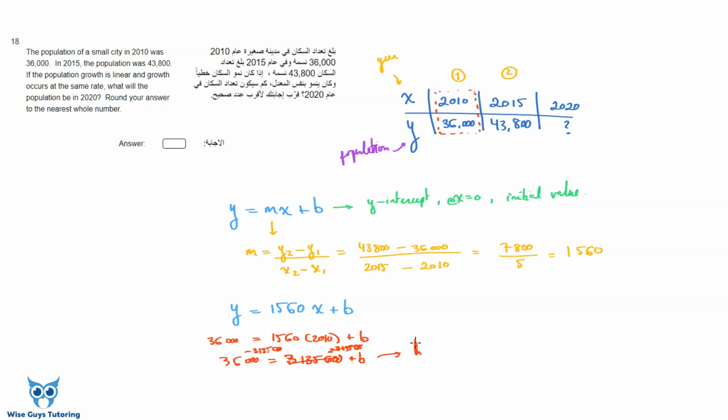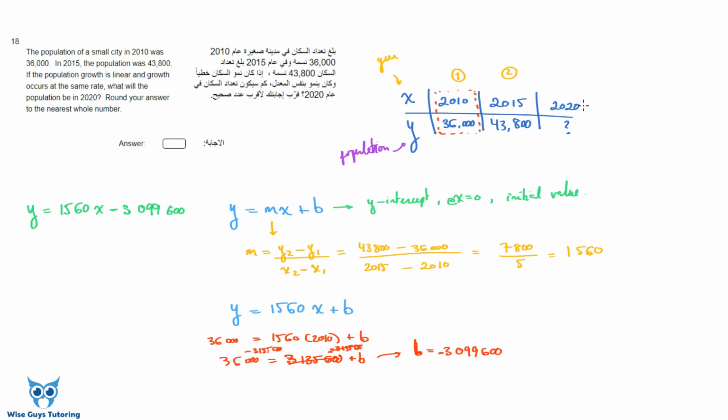So the value for b is negative 3,099,600. There you go. So now I've actually found it. I'll go all the way over here and put it in green. y equals 1,560 times whatever year it is, minus 3,099,600. Okay, so now for any year that you ask me, I can just substitute that value for x and I will find a new value for y. So if you tell me the year, which is x, I can tell you the population, which is y.